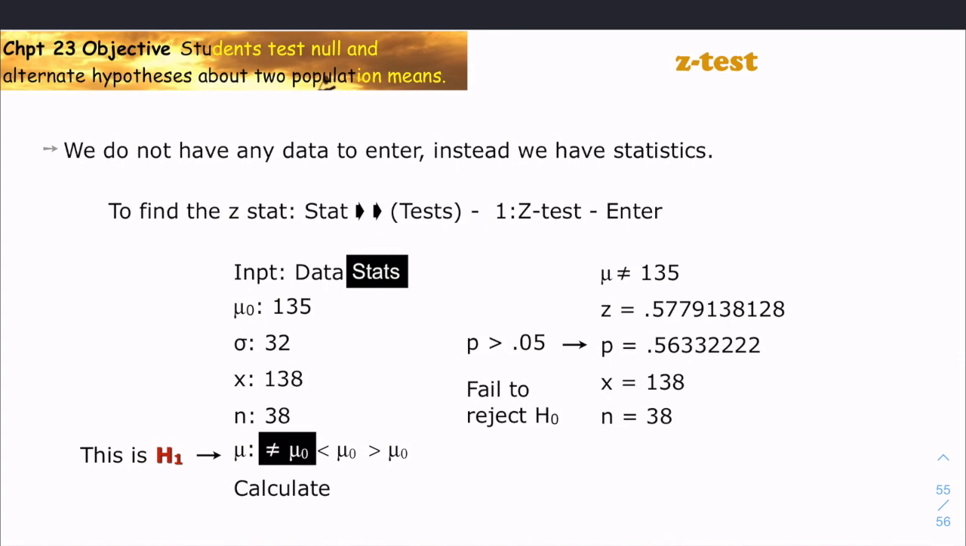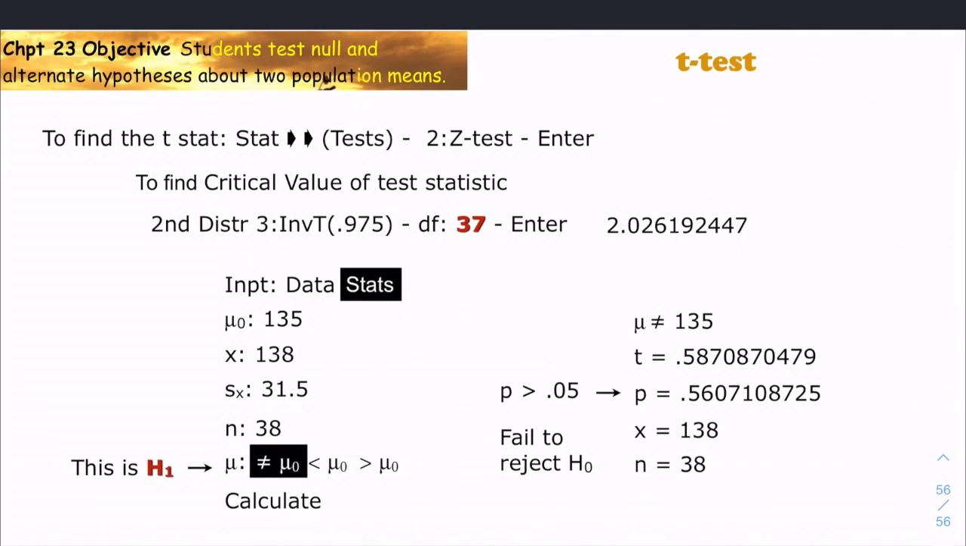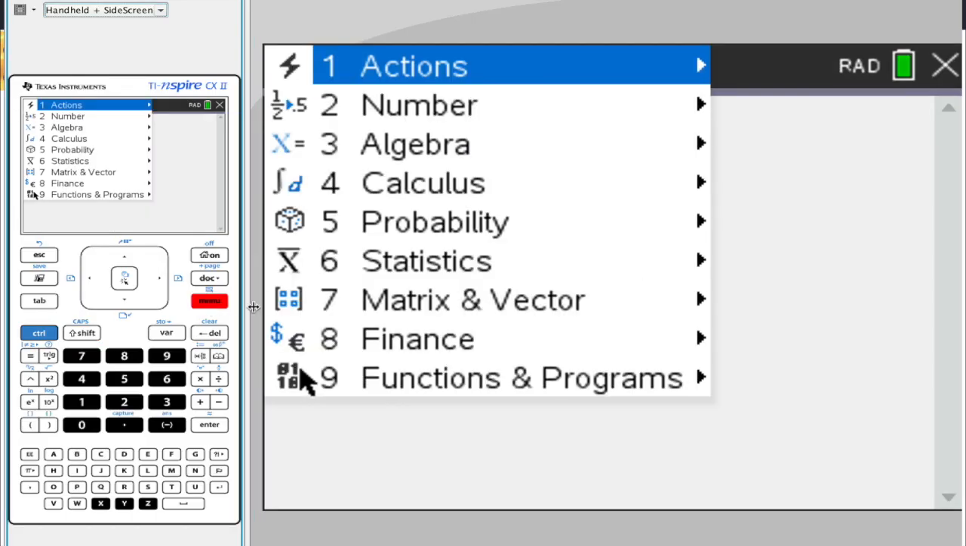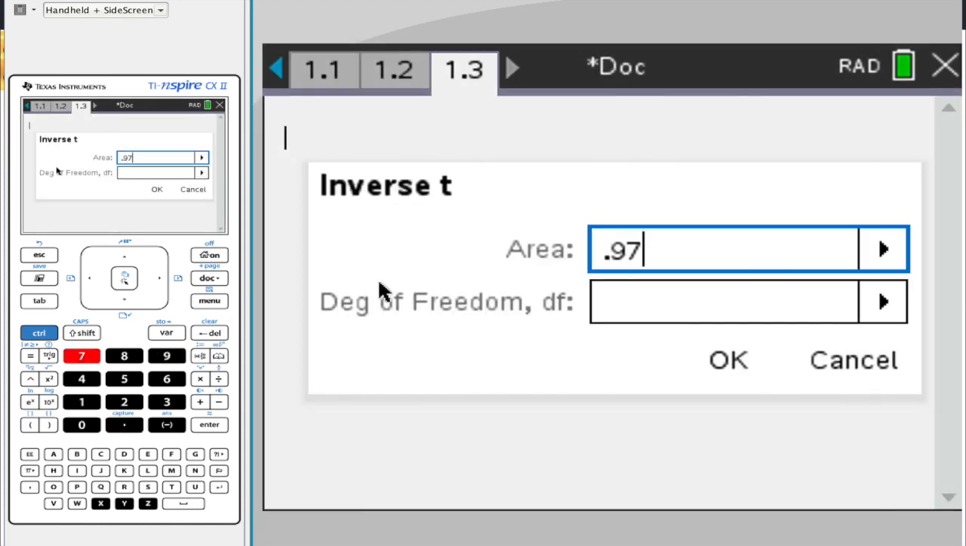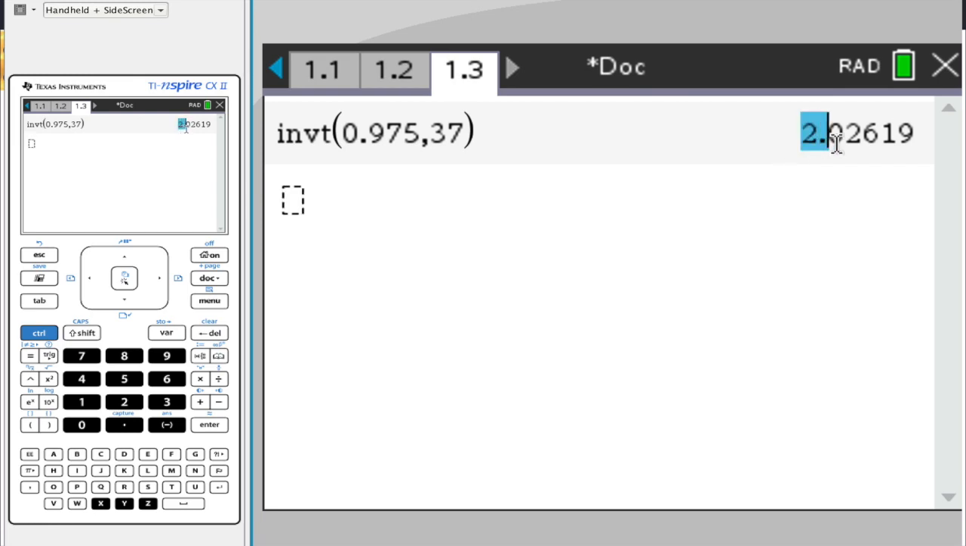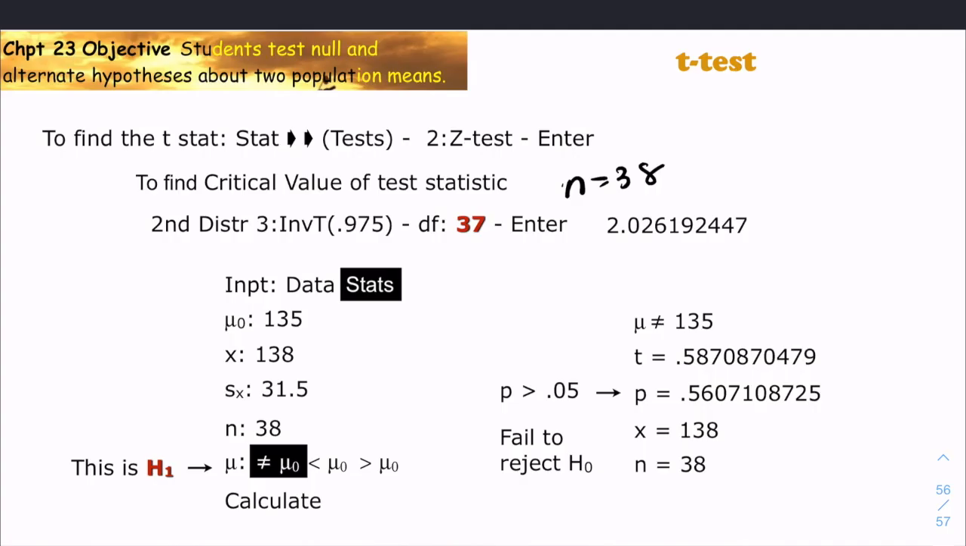If we use the same data to conduct a t-test, and we want to find the critical value first, we would use inverse t of 0.975 with degrees of freedom of 37 because our sample size is 38. And the critical value that we're comparing against is equal to 2.026.